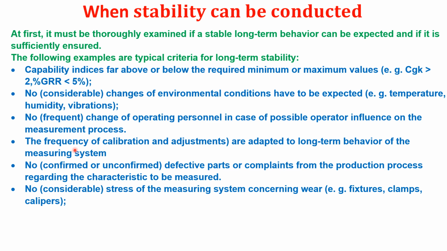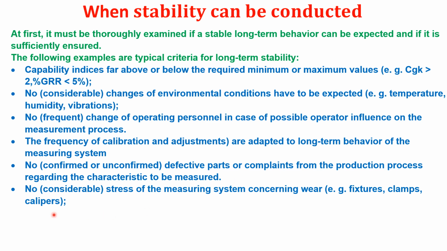The frequency of calibration and adjustment is adapted to the long-term behavior of the measuring system. So you have a long-term frequency for the calibration. If you are calibrating frequently, then no test is required. Next, there should be no defective part or complaint from the production process regarding the characteristic to be measured. If there is a customer complaint or a problem, then you should not go for the stability test. You need to focus on the calibration.